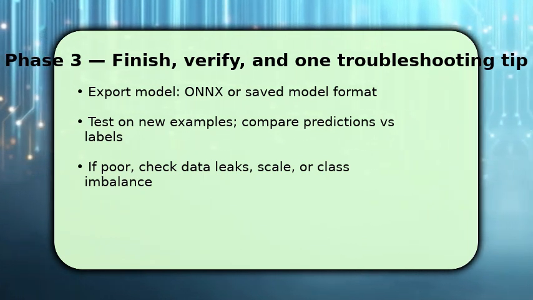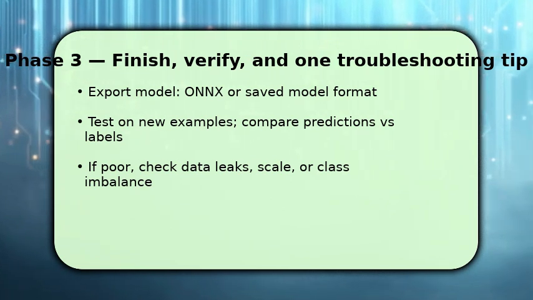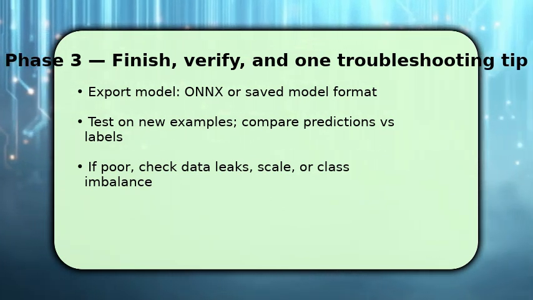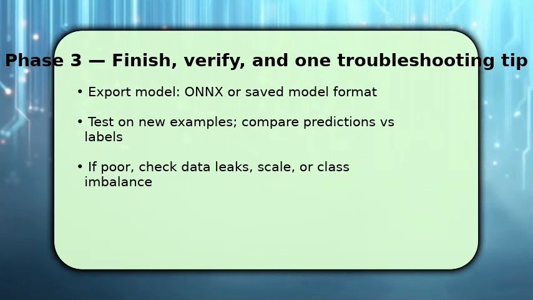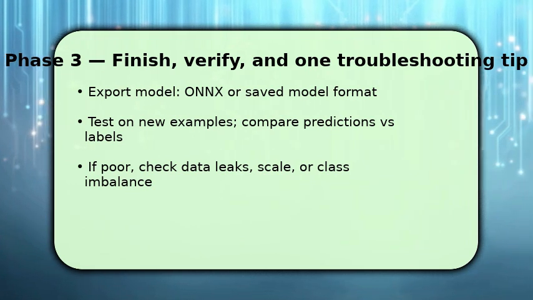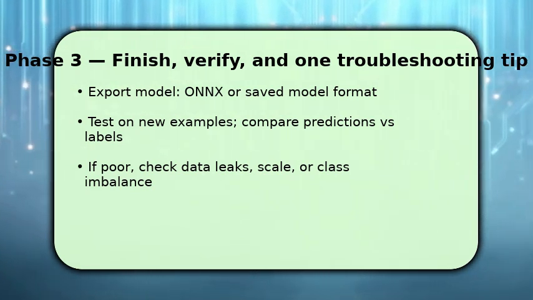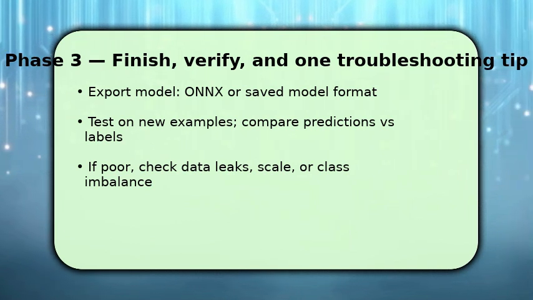If predictions are poor in production, first reproduce the issue locally. Check for mismatched normalization, data schema changes, or class imbalance. If training fails to converge, try simpler architecture, lower learning rate, or more data augmentation. One key troubleshooting tip: always verify your preprocessing pipeline is identical.